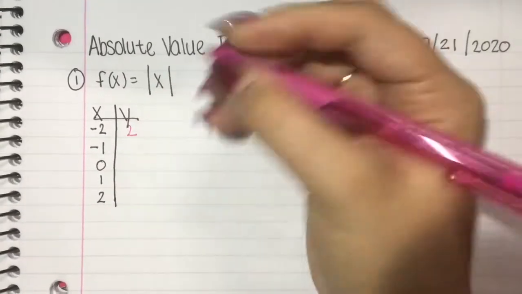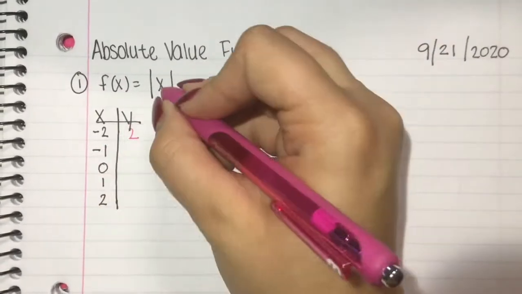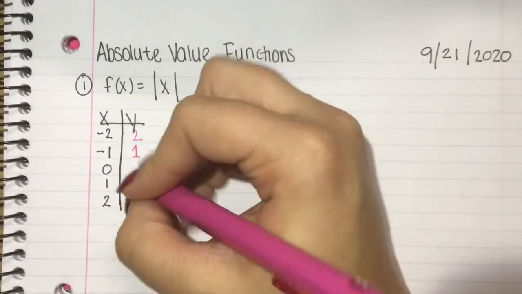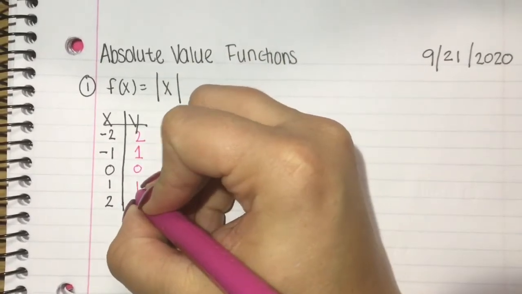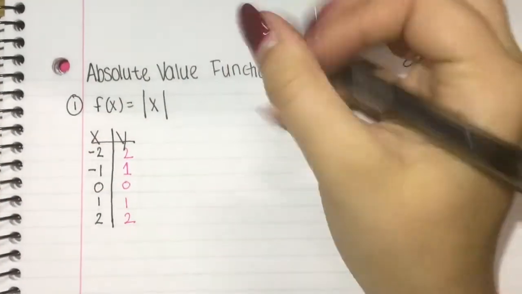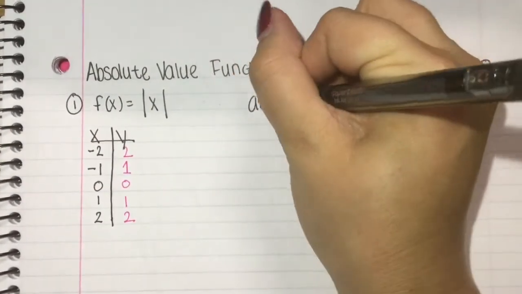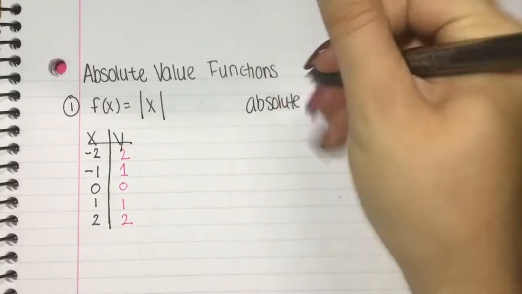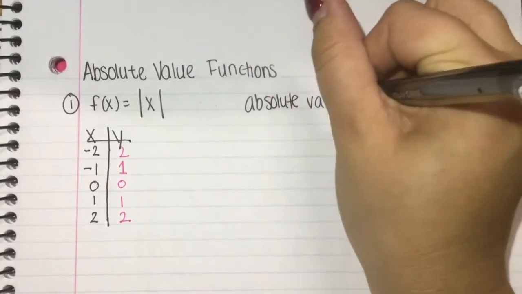0. So -2 is 2 spaces away from 0. -1 is 1 space away from 0. And 0 is 0 spaces away from 0. 1 is 1 space away. 2 is 2 spaces away. So remember that definition. Absolute value means the distance from 0.